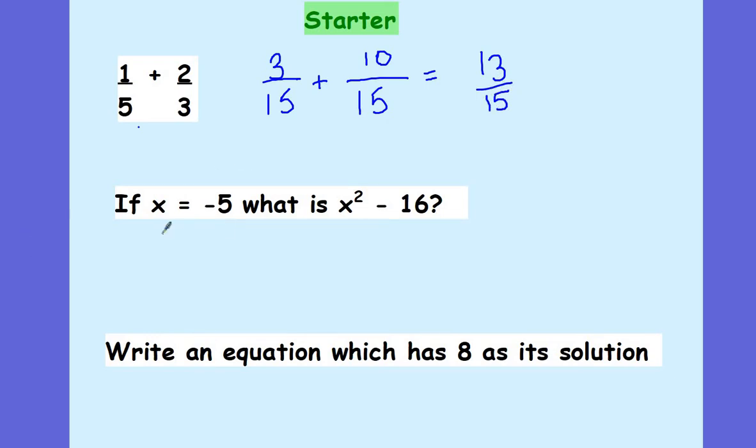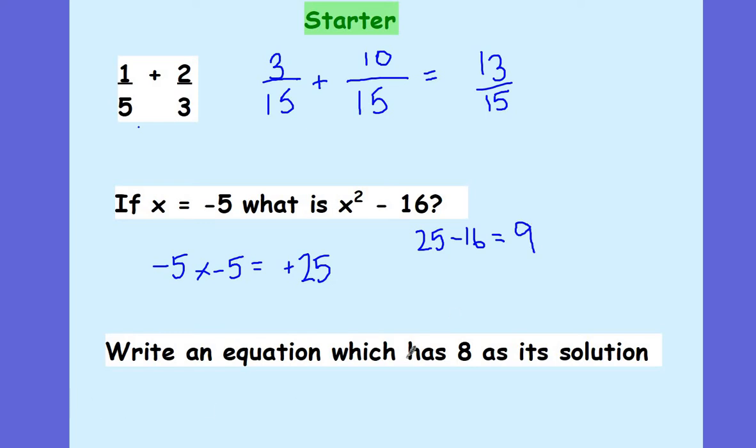My second question, if x is -5, what is x squared take away 16? Let's think about it. If x is -5, x squared is going to be -5 times -5, which is going to give me positive 25. I've then got positive 25 take away 16, which is going to give me 9.